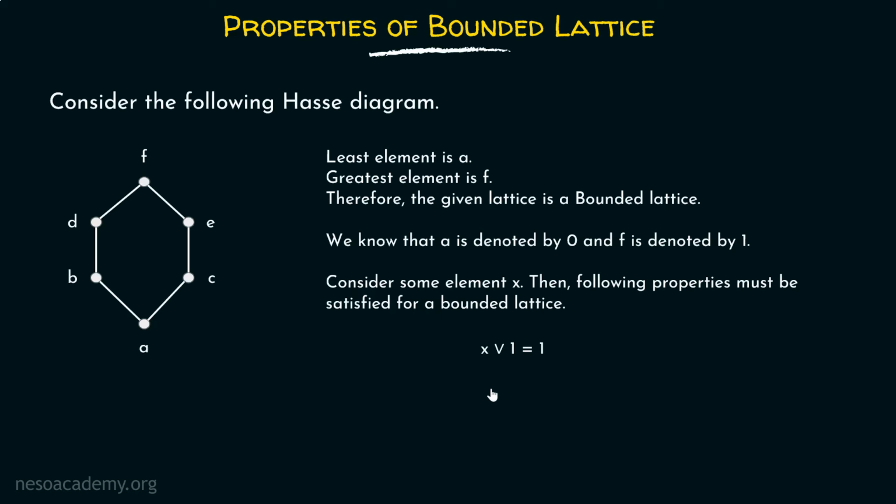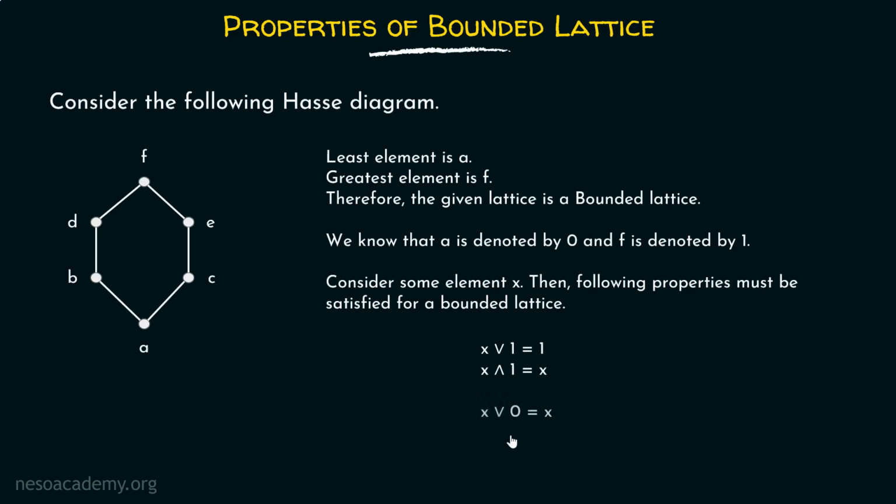Now we have the second property. Greatest lower bound of X and 1 must be X. X ∧ 1 means greatest lower bound of X and 1. Okay? Greatest lower bound of X and 1 must always be X. Take some element X, let's say D. Greatest lower bound of D, F is obviously D, right? And greatest lower bound of F, E is obviously E. What about F and B? Greatest lower bound of F comma B is obviously B. It is clear that greatest lower bound of X comma 1 is obviously X.